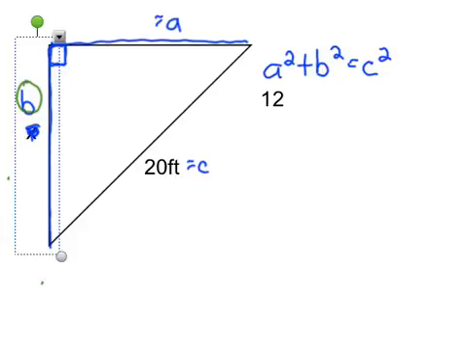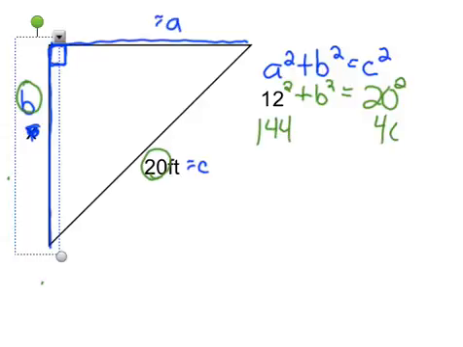I do have a C, which is 20, so I'm going to put the 20 underneath the C. Make sure you put it in the right slot. And I'm going to copy everything else down. A squared plus B squared equals C squared. Perfect. Okay, so let's do some math here. 12 squared is 144. 20 squared is 400. Everything else I'm going to bring straight down.